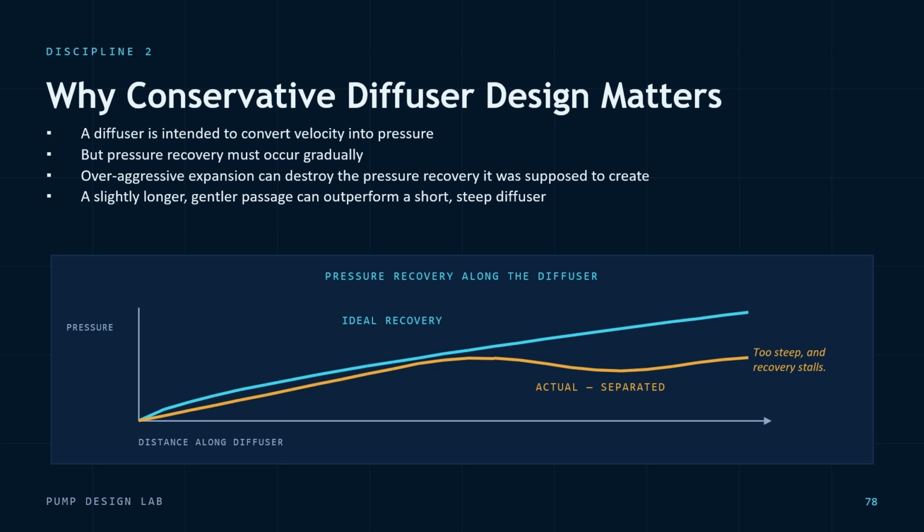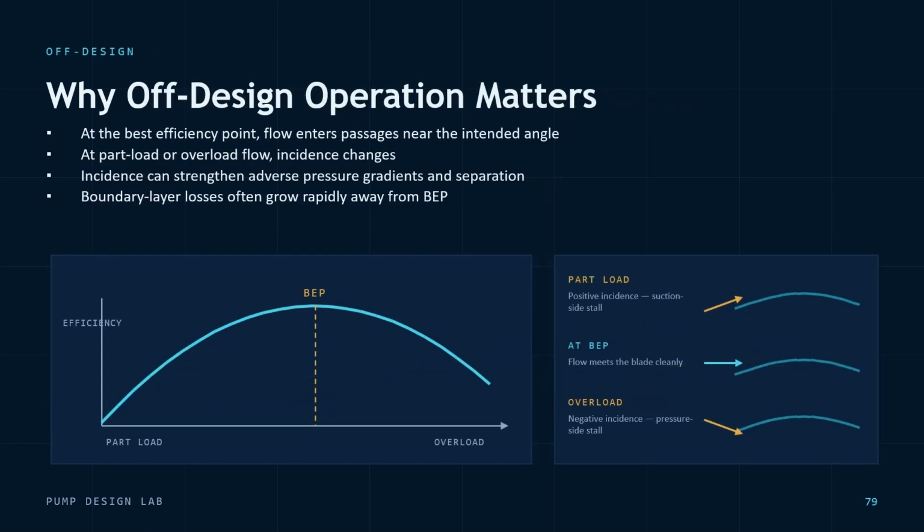Even a good hydraulic design can experience stronger losses when the pump moves away from its intended operating point. Why off-design operation matters. At the best efficiency point, flow enters and leaves the pump passages close to the intended angles. At part load or overload, incidence changes. These changes can increase blade loading, strengthen adverse pressure gradients, and enlarge separated regions. This is one reason efficiency, vibration, and hydraulic stability often deteriorate when a pump operates far away from its best efficiency point.